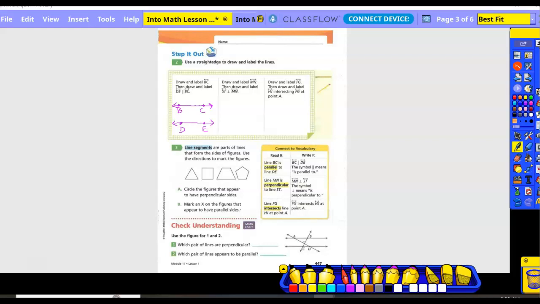Now, how did I know that I was drawing parallel lines? How did I know to say that line DE? Oh, hold on 1 second. Line DE was parallel to BC.